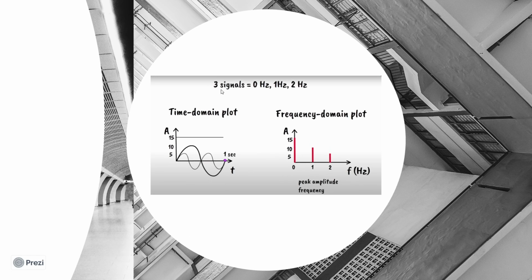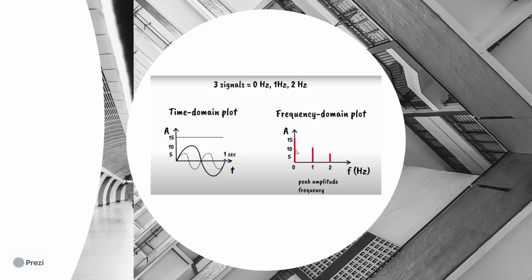Exactly what we did. But here, just as an example, we are given three signals: 0 hertz, which is this DC signal at 15 volt, then 1 hertz, which is this sine wave at 10 volt, and 2 hertz, which is at 5 volt. So this is the time domain plot of those three signals, and this is the frequency domain plot of the time domain signal.